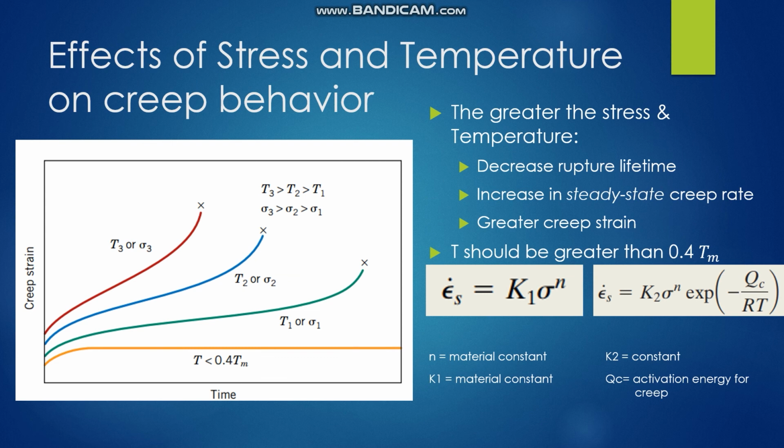As you may have noticed, the key factor that causes creep is stress and temperature. From the figure shown, you can notice that the greater stress and temperature in general, material may experience a decrease in rupture lifetime, increase in steady state creep, as well as a greater creep strain. This all concludes that the more stress applied and higher temperature, your material will be more susceptible to creep failure. Please note that below 0.4 of the melting point temperature, material will not experience further creep. Those are some of the formulas in order to calculate creep rate.